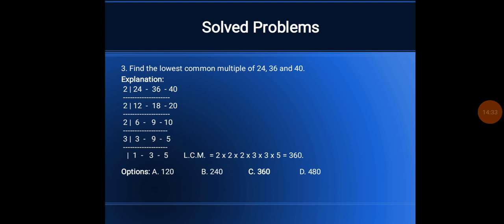So now we get the remainders 1, 3, 5 and the divisors 2, 2, 2, 3. Okay, so we multiply the divisors and the remainders: 2 into 2 into 2 into 3 into 1 into 3 into 5. So we get the answer 360. So the LCM of 24, 36 and 40 is 360.